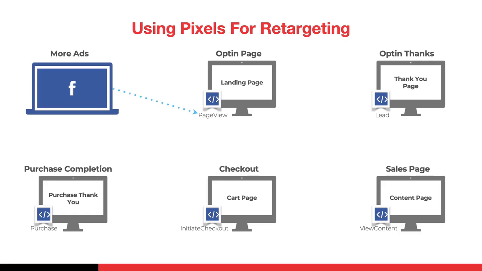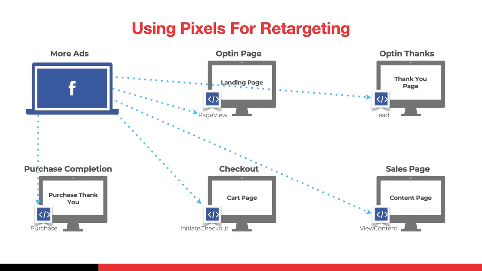So when we start using pixels for retargeting, essentially what's going to happen is this. Facebook is reading the data from where everyone is going. And now I get the choice to decide where do I want to send people. I'm going to stop advertising to people on my landing page if they've already been to my thank you opt-in. I'm only going to advertise to people who have not seen my sales page or my checkout page.